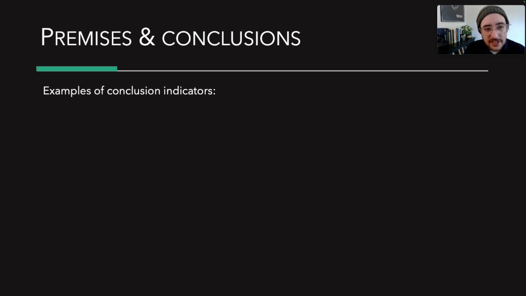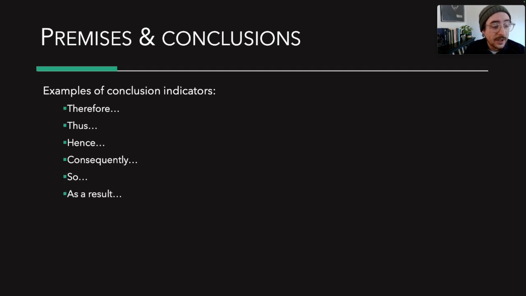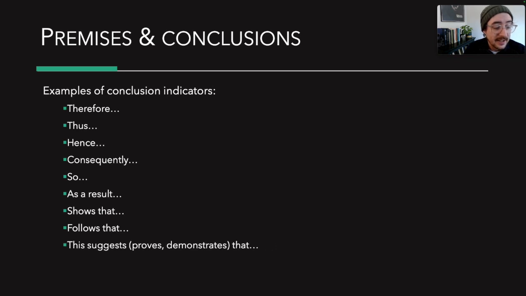So what about examples of conclusion indicators? Here you can look for therefore, thus, hence, consequently, so, as a result, shows that, follows that, this suggests, proves, or demonstrates that. This entails or implies that. These are phrases that are often used to introduce a conclusion. So you can use them as clues to try to identify where the premises are, where the conclusion is in a particular passage.